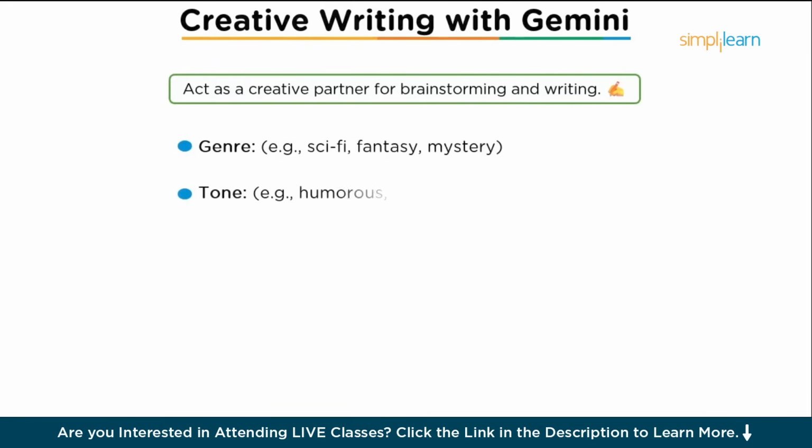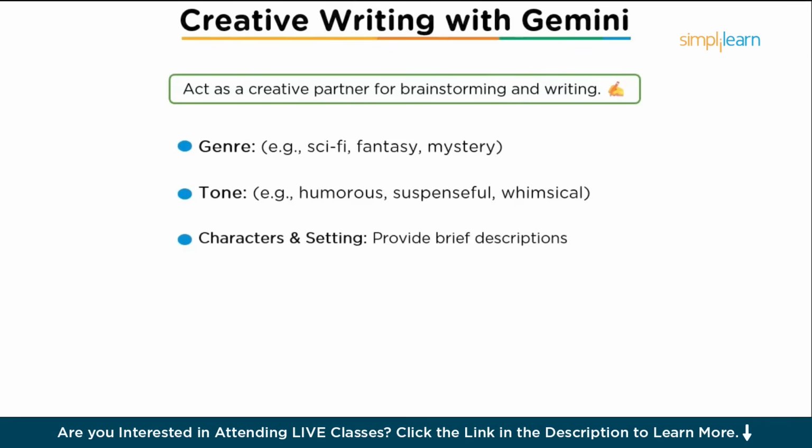Next, the desired tone, such as humorous or suspenseful, to shape the emotional landscape of your writing. Crucially, provide a brief description of your characters and setting, giving Gemini concrete elements to work with. Finally, offer some plot points, like the starting scene or a core conflict to resolve, to give the AI clear direction for the story. By structuring your inputs with these elements, you guide Gemini to produce creative outputs that align with your vision.